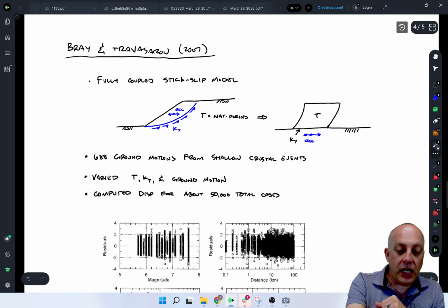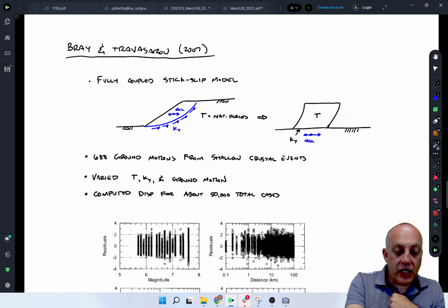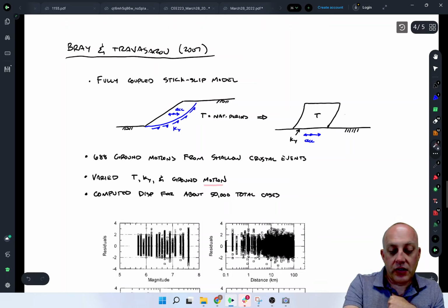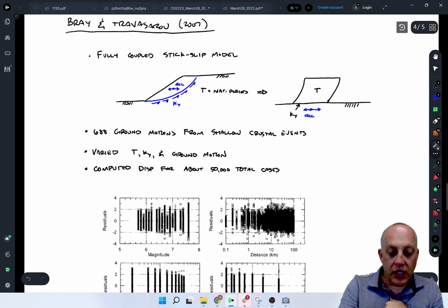They used 688 ground motions, all from shallow crustal events. These were from the NGA West project, I believe. And they varied the natural period of the slope, the yield acceleration, and the ground motions, and computed these displacements for about 50,000 total cases. So really a lot of work went into doing this.